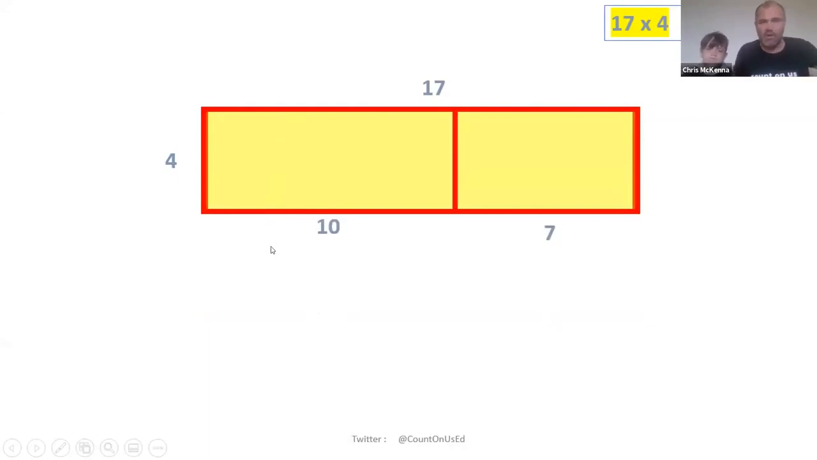Let's draw this bar out at home and say, okay, what are 10 4s? What number is going to go in? What's 10 times 4, Austin? 40. So I'm going to put that in there. So that's 10 times 4. And in this bit here, this is 7 times 4.